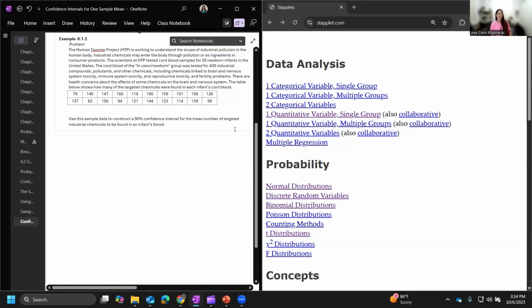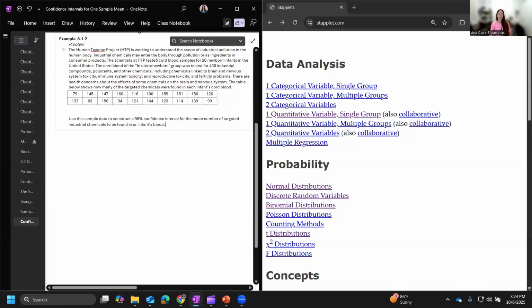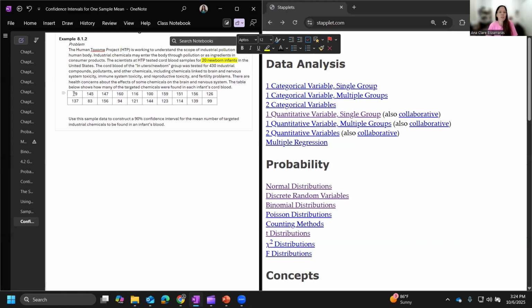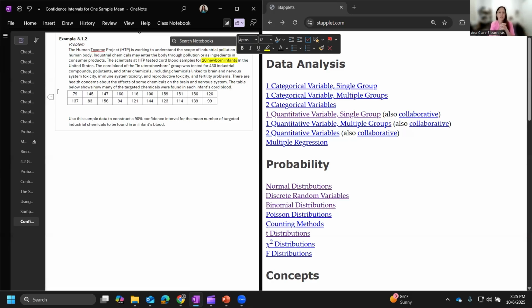The Human Toxome Project is working to understand the scope of industrial pollution in the human body. Industrial chemicals can enter the body through pollution or as ingredients in consumer products. The scientists at HTP tested cord blood samples for 20 newborn infants in the United States. The cord blood of the in utero newborn group was tested for 430 compounds, pollutants, and other chemicals, including chemicals linked to brain and nervous system toxicity, immune system toxicity, and reproductive toxicity and fertility problems. There are health concerns about the effects of some chemicals on the brain and the nervous system. The table below shows how many of the targeted chemicals were found in each infant's cord blood.